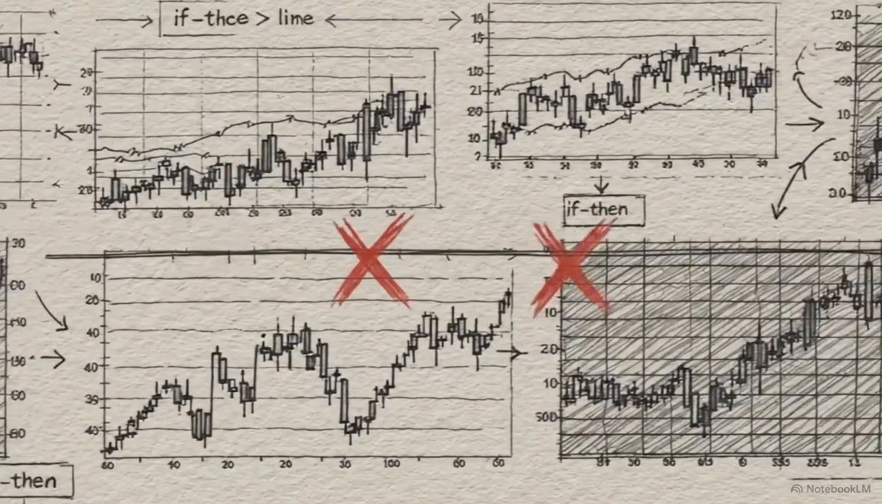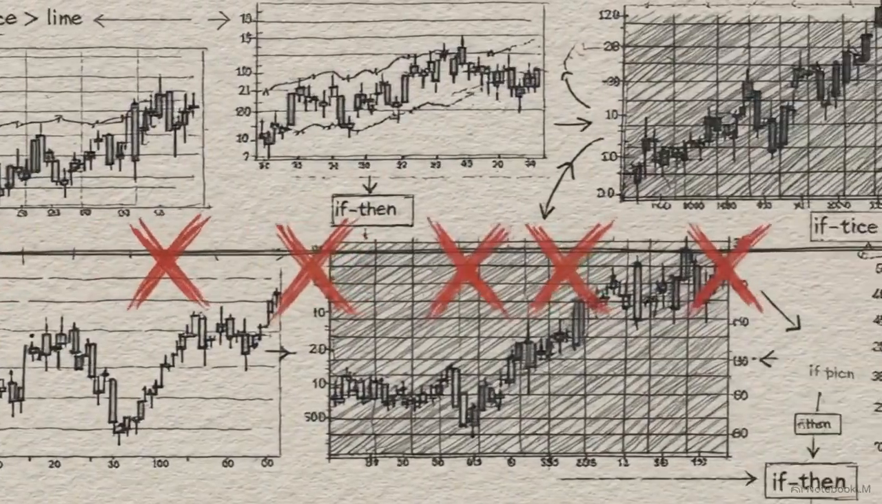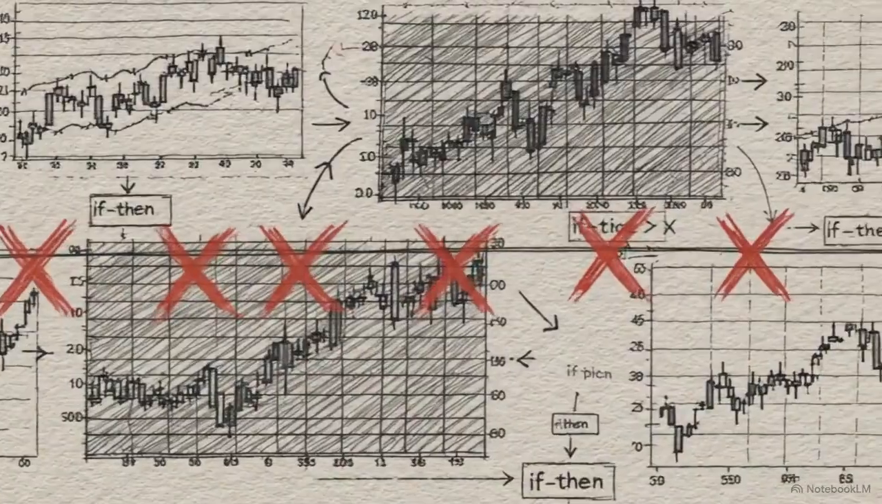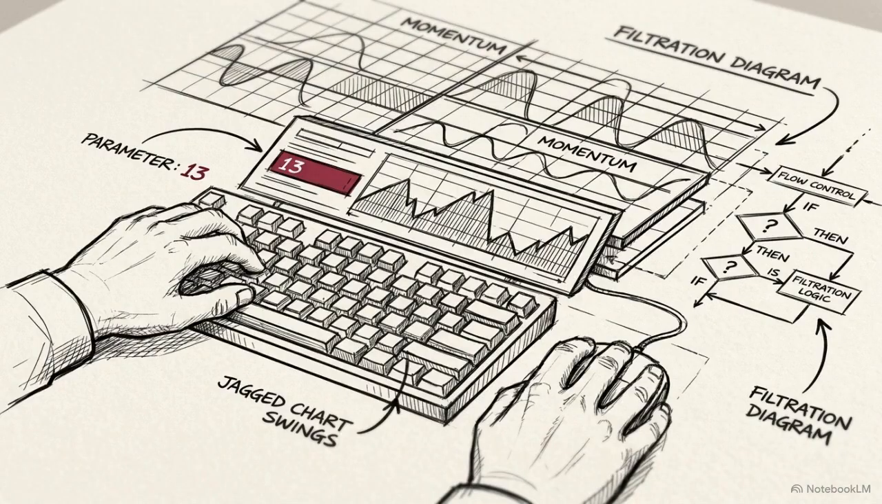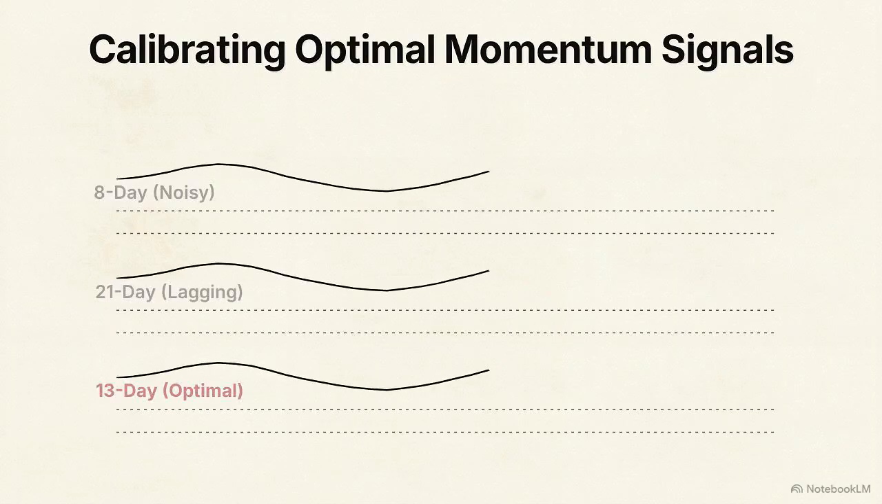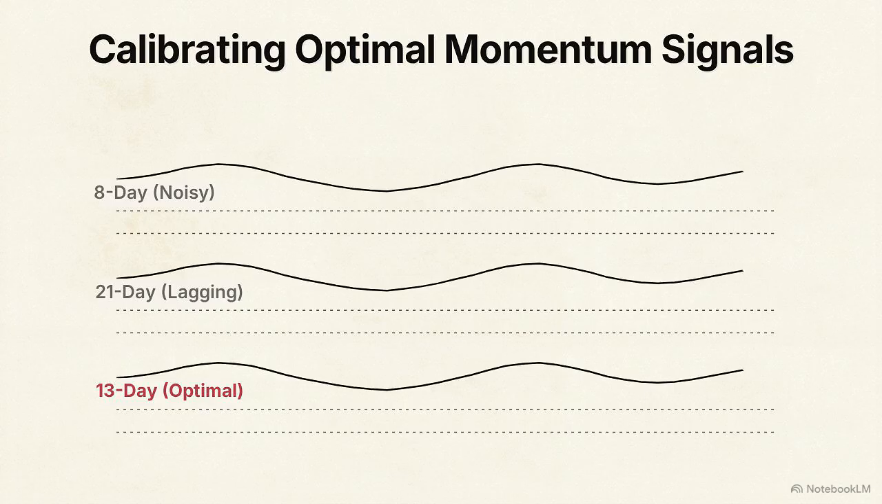The idea that there is a static, universal look-back setting for an indicator is a myth designed to sell retail trading systems. Look-back periods must be dynamically calibrated to the specific, real-time volatility of the asset you are trading. We can see this clearly by running the exact same daily price data through indicators set to 21-day, 13-day, and 8-day look-back periods.